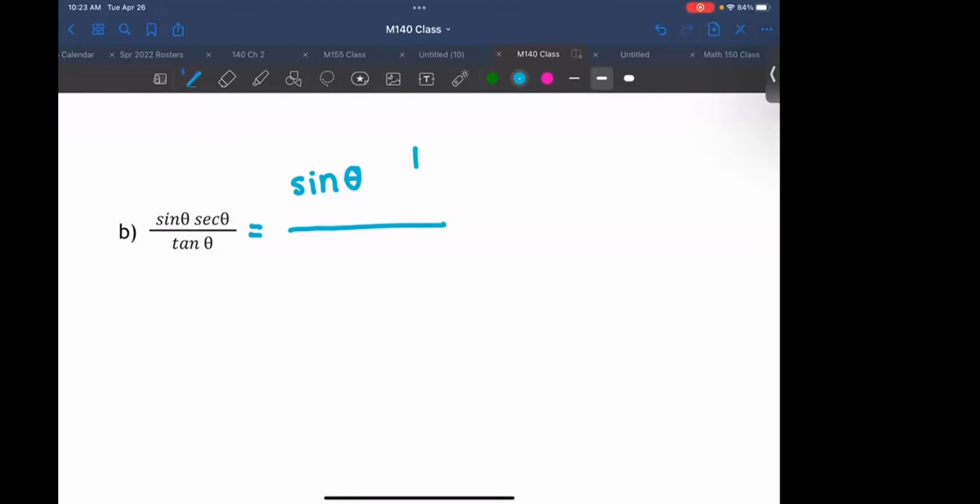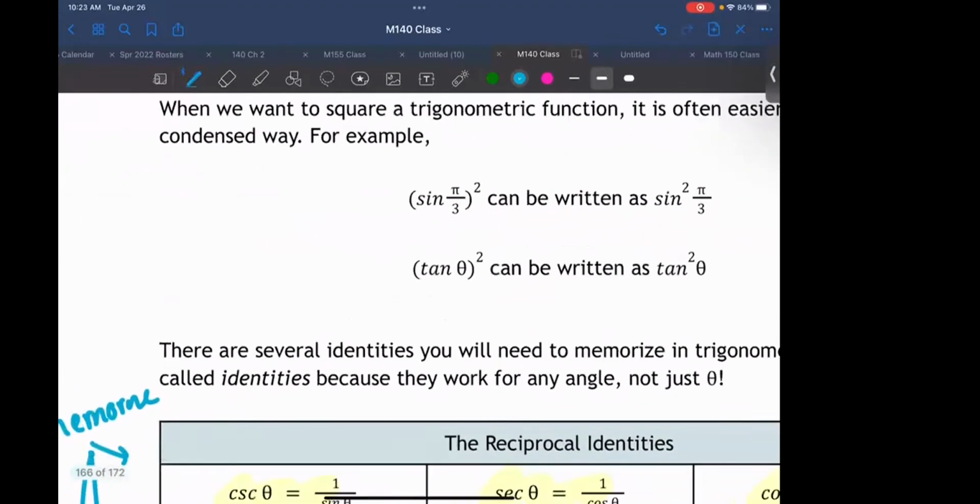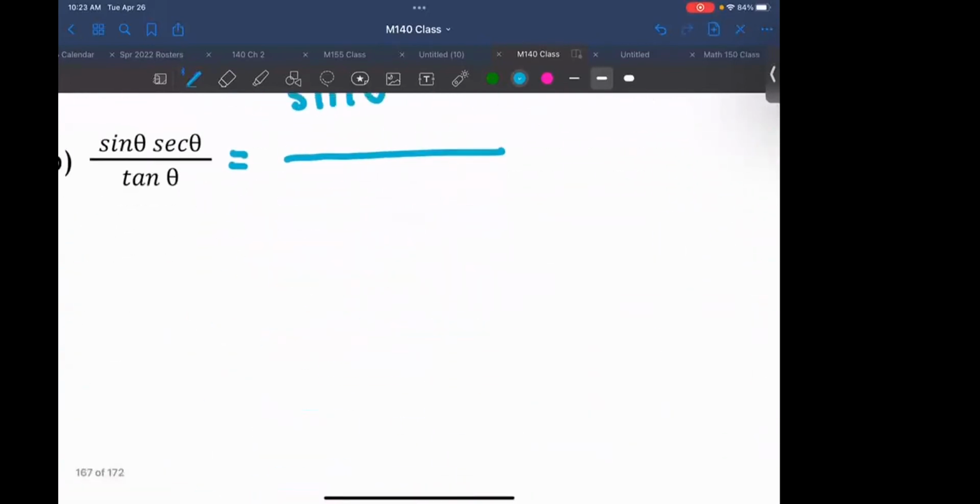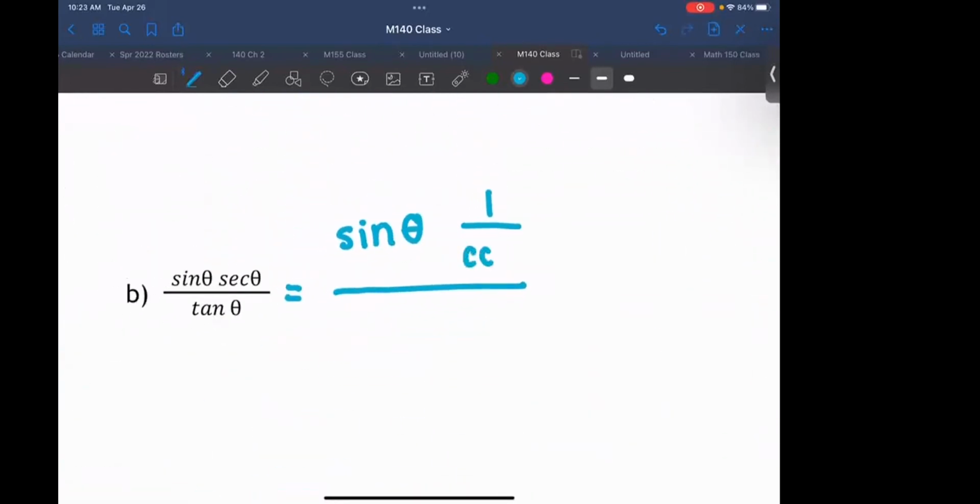Good. Secant is, well, let's take a look. 1 over cosine. Yes. All right. There we go. Okay. So I changed the numerator into things that involve sine and cosine. Okay. Next we have tangent, which is sine over cosine. Good.